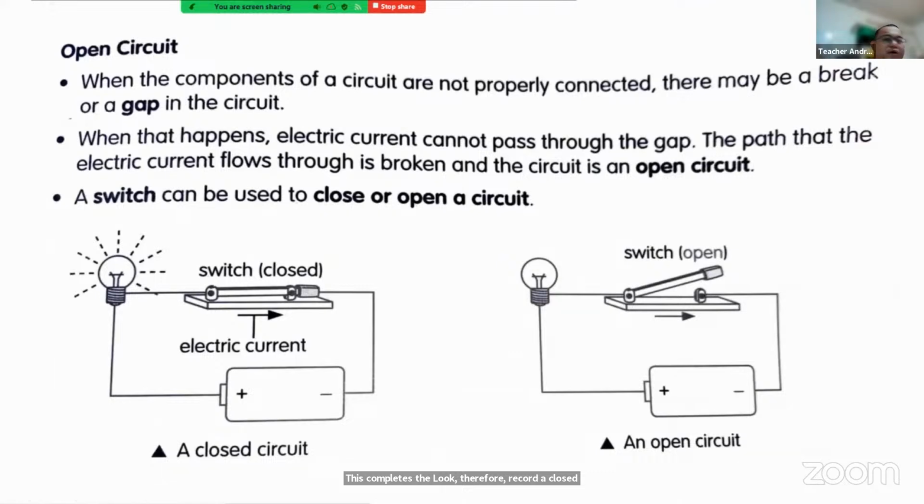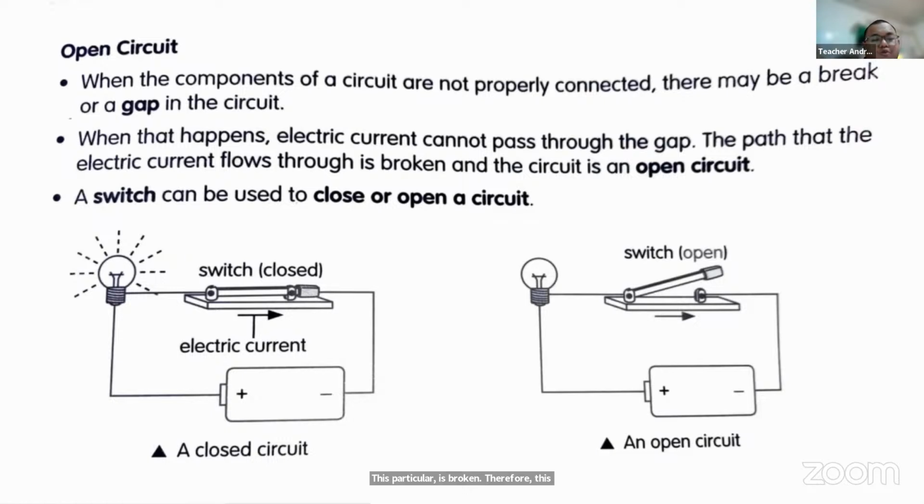So when we talk about closed, we talk about open as well. Open circuit: when all the components of a circuit are not properly connected, there may be a break or gap in the circuit. When there's a gap or break, current cannot flow through. Because current cannot pass through the gap, this particular circuit is broken. Therefore, this circuit is an open circuit.